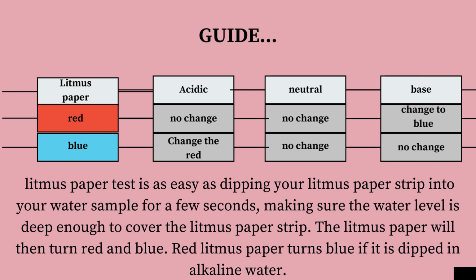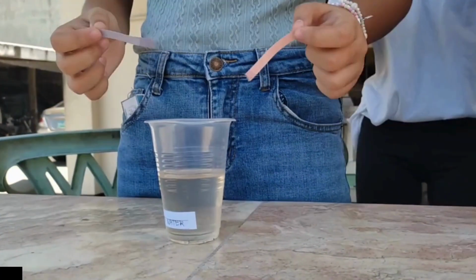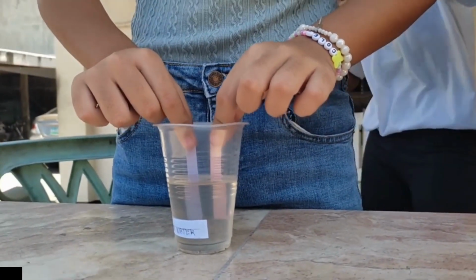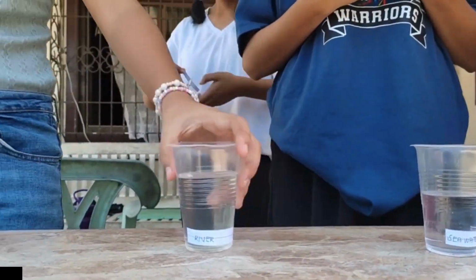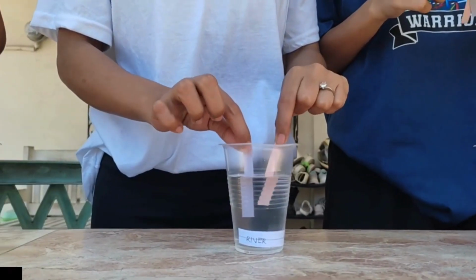So, litmus paper test is as easy as dipping your litmus paper strip into your water sample for a few seconds, making sure the water level is deep enough to cover the litmus paper strip. The litmus paper will then turn red or blue. Red litmus paper turns blue if it is dipped in alkaline water, and the blue litmus paper will turn red if it was dipped in acid water. If the water is acidic, the red litmus paper will have no change. And if it is neutral, it will also have no change. But if it is base, the red litmus paper will turn blue.